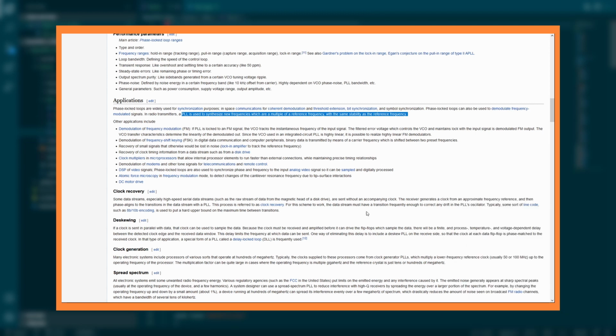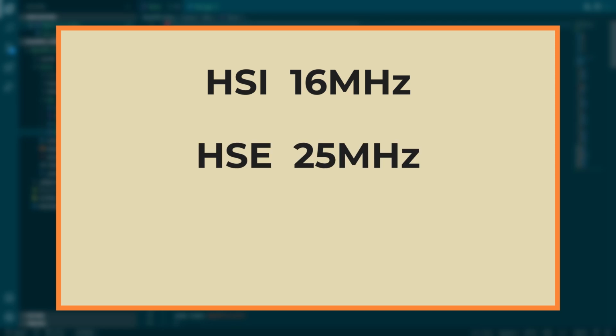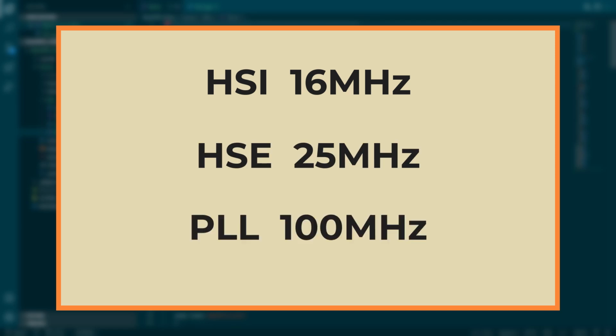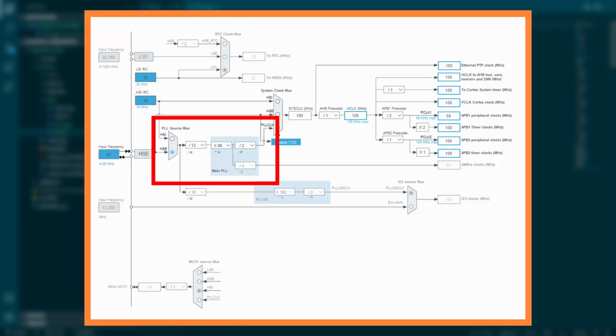Awesome! Okay, so if you have to pick from 16 MHz HSI, 25 MHz HSE and higher frequency PLL, then it's an obvious choice and we want to run our system with the PLL as its source clock. But how do we do this?